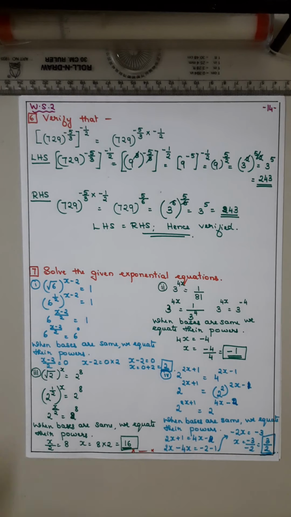Is it clear? So the answer is x is equal to 3 by 2. So to solve the equation, take care to convert into bases that are the same on LHS and RHS, then equate the powers. So we have completed worksheet 2. Hope everyone understood. Okay then, bye. Thank you.